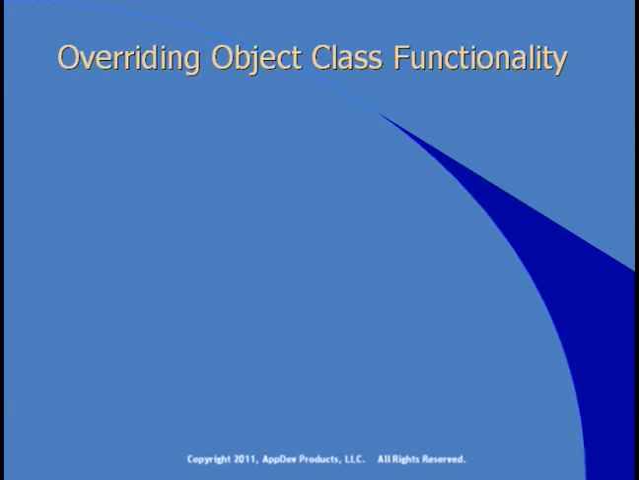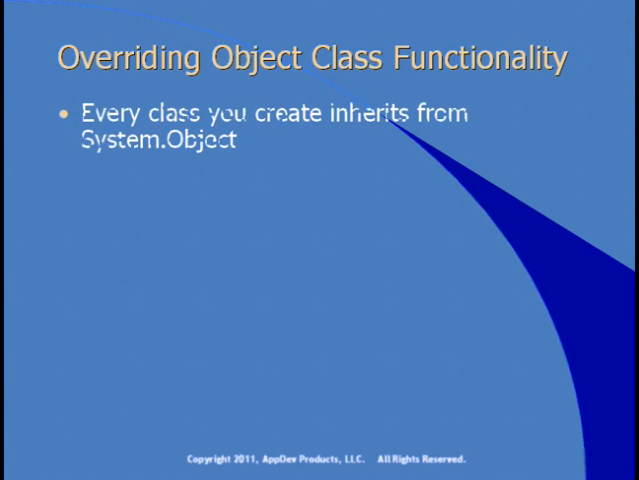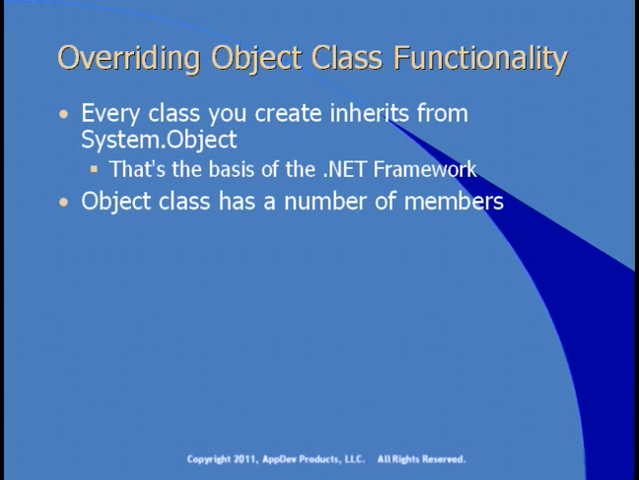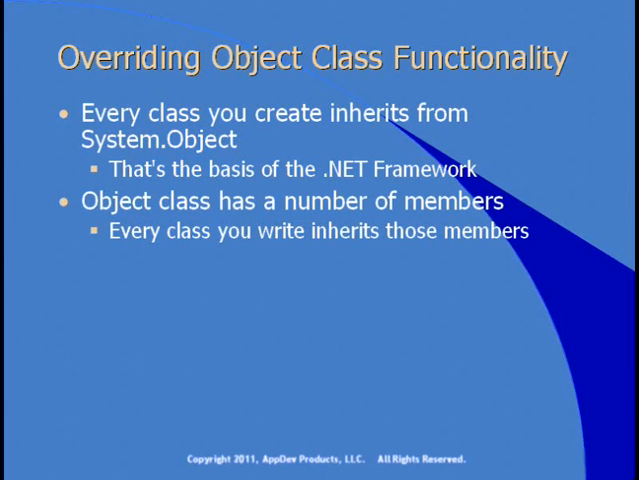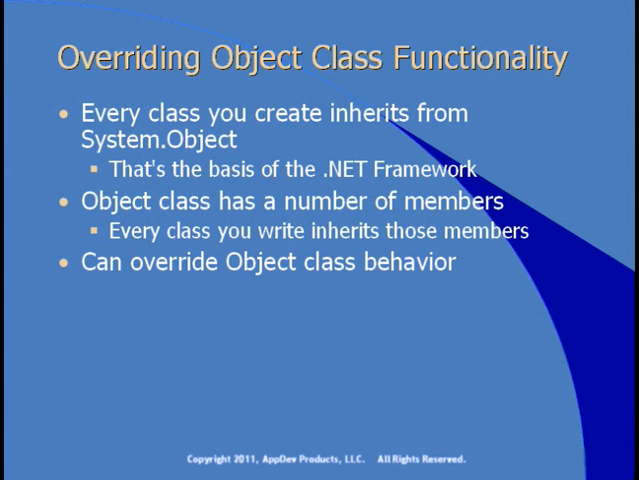On another note, every class you create inherits from System.Object. That's the basis of the .NET Framework. That's what it's all based on. The object class provides a number of members, and every class you write inherits those members. You've seen that behavior. You can override object class behavior.